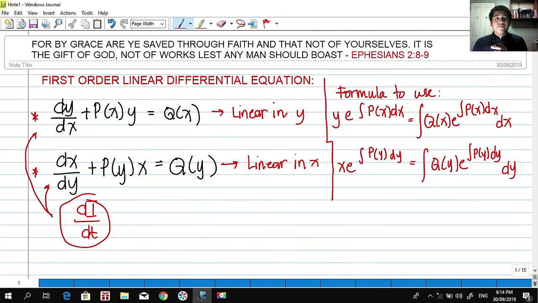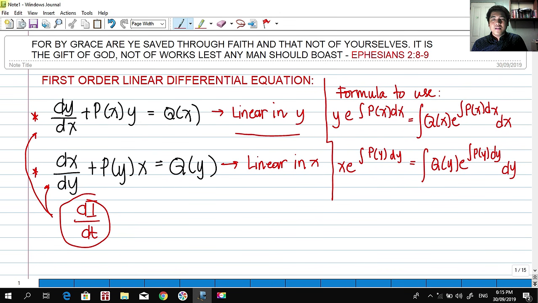So if the DE is linear in y, we have a formula to take note of. One side of the equation is y multiplied by e raised to the integral of p of x dx, and that is equivalent to the integral of q of x multiplied by e raised to the integral of p of x dx, evaluated in dx. So, what is this e raised to the integral of p of x dx? That is the integrating factor.